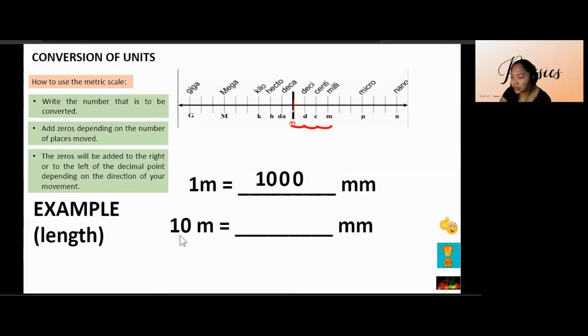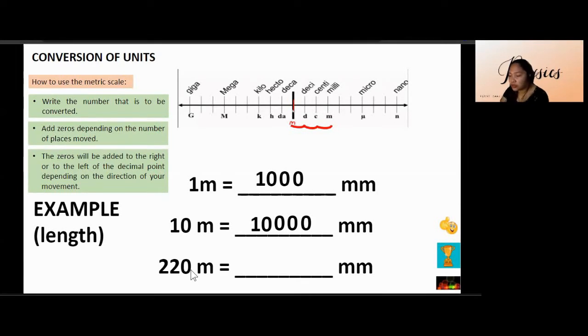Another example here is 10 meter going to millimeter. We can just add 3 more zeros to the right because we move 3 places on the scale. So 10, 1, 2, 3. We have 10,000 millimeter. That's equivalent to 10 meter. How about this? 220. The decimal point is after 0, so we have to move 3 places to the right again, and that's why we have 220,000 millimeter.